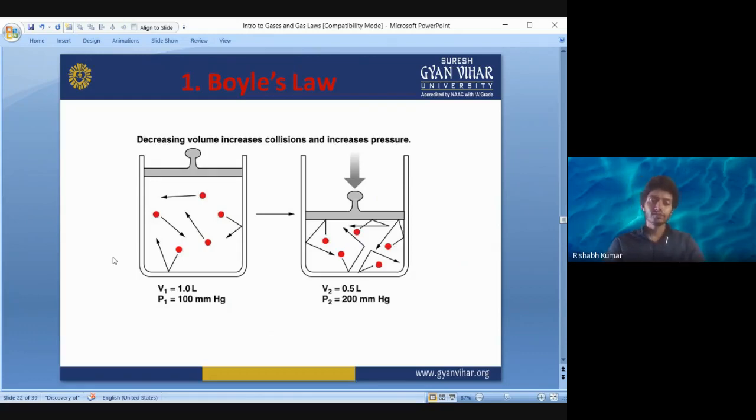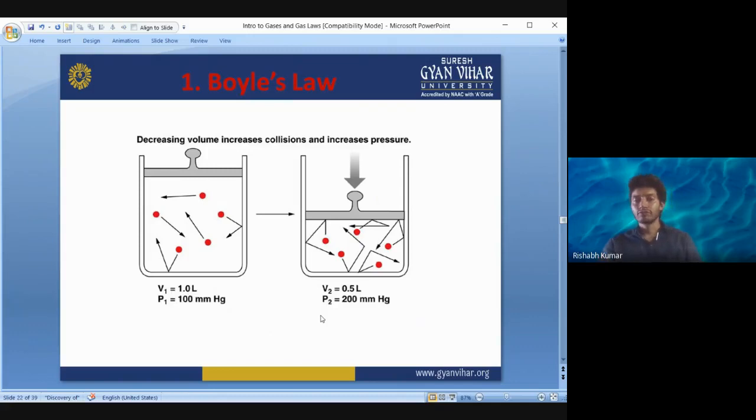You can see through this diagram that on the left-hand side you have volume equal to 1 liter and pressure equal to 100 millimeter of mercury in the barometer. But as we push the plunger down and reduce the volume to half of its original volume, that is half a liter, your pressure will double to 200 mm of mercury. So what does it tell us? It tells us that the product of your volume and pressure is going to be constant.